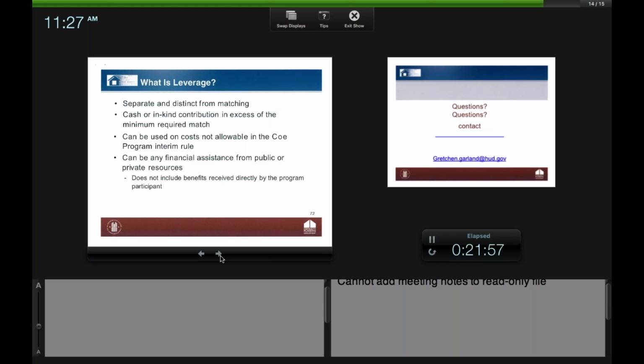These are the elements of match. What is match? What is not match? How is match counted? How is match calculated? And how do you document match?